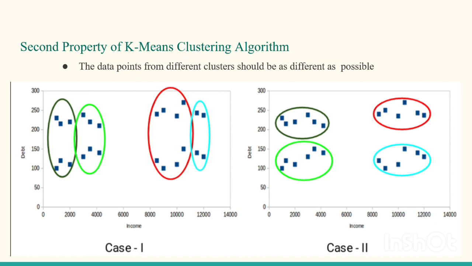Here we have clusters that are differentiated poorly. Now we look at case 2. Points in the red cluster completely differ from the customers in the blue cluster. All the customers in the red cluster have high income and high debt, while the customers in the blue cluster have high income and low debt value. Clearly, we have a better cluster of customers in this case. Hence, data points from different clusters should be as different from each other as possible to have more meaningful clusters.